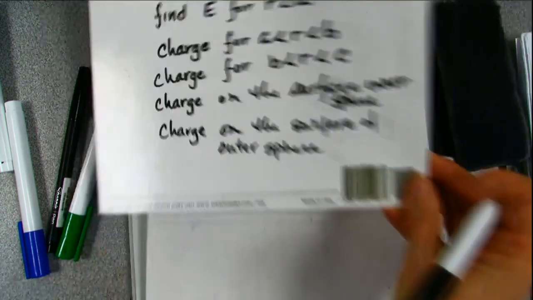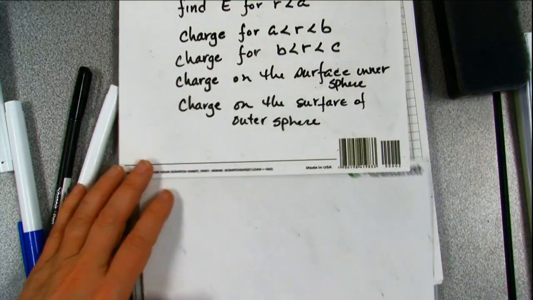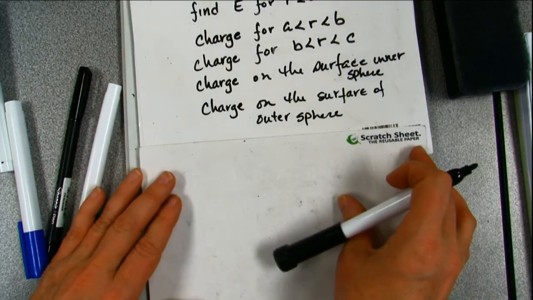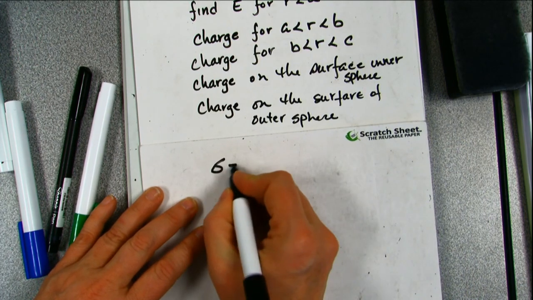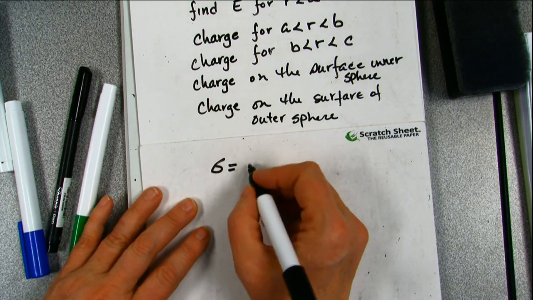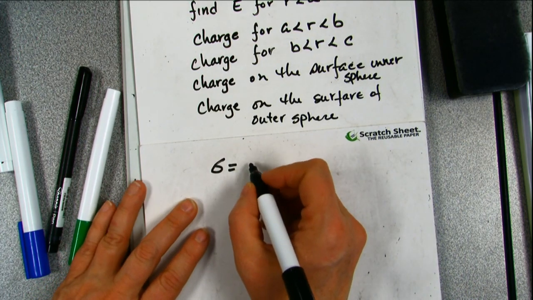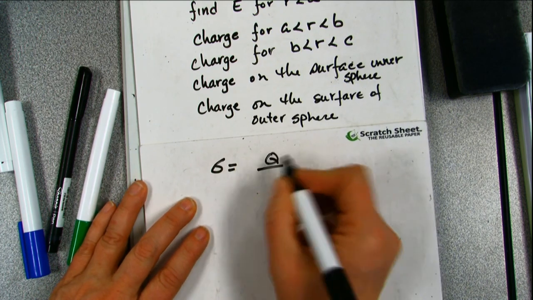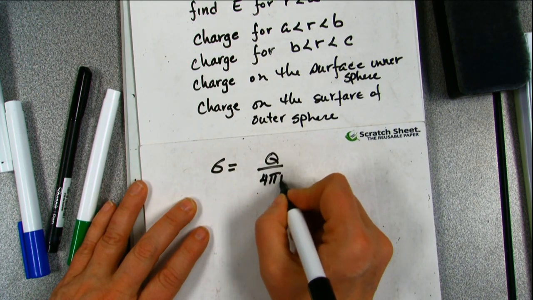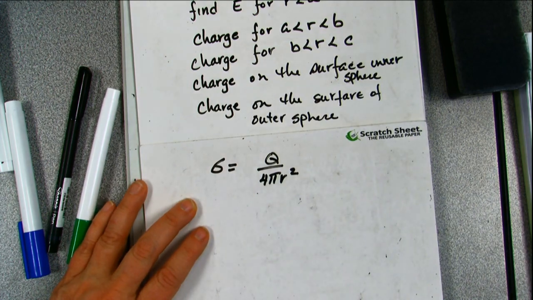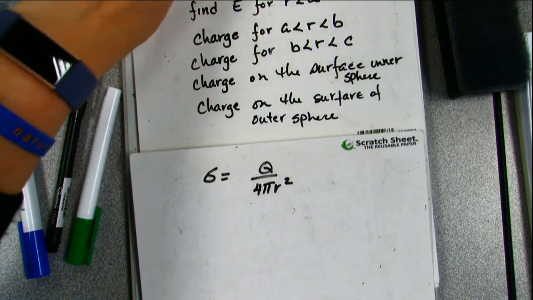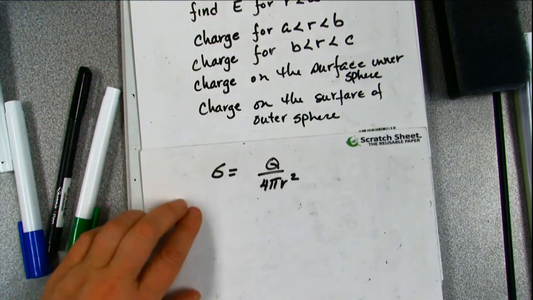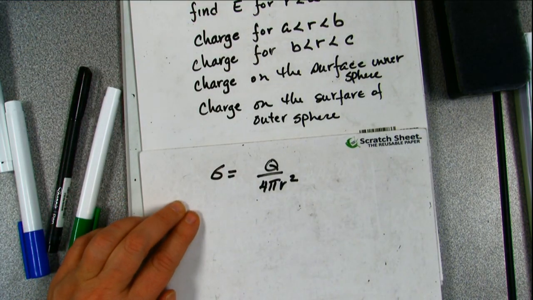And somewhere along the line, we've talked about it. It's given to us in our book. Charge density for spheres is Q over 4 pi R squared. That's our surface charge density, that's our volume charge density, and that gets us there.